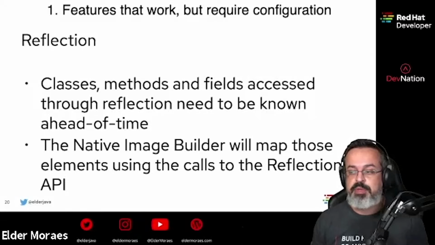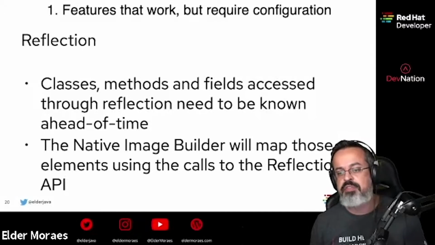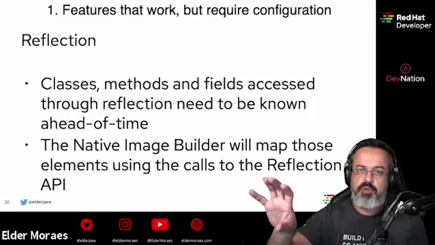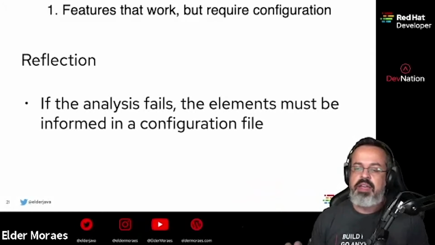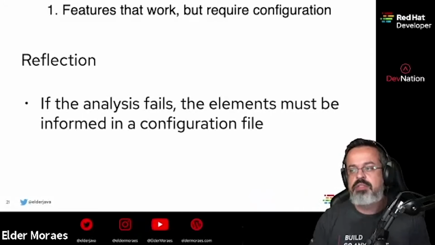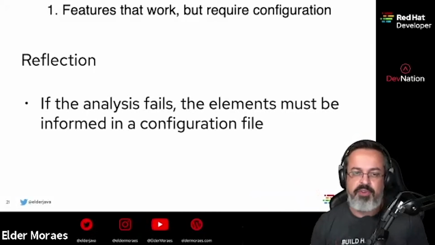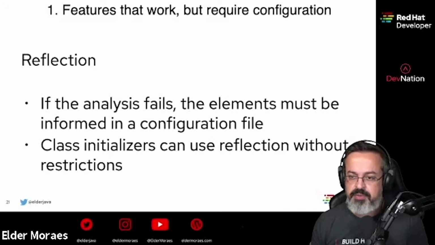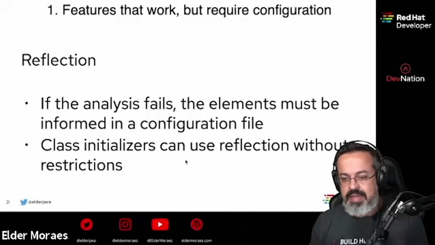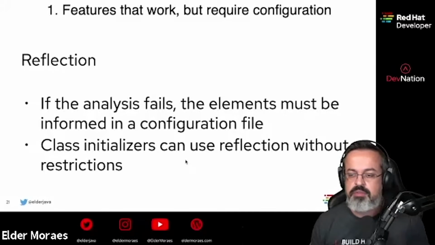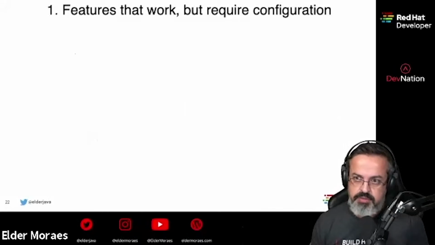The native image builder will map those elements using the calls of the reflection API. Basically, it will monitor all the calls made by the reflection API. If the analysis fails, guess what? The elements need to be informed in a configuration file. And talking about class initializers, you can just use reflection there without any restrictions, okay?